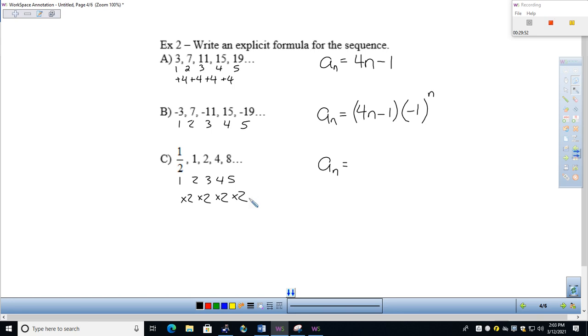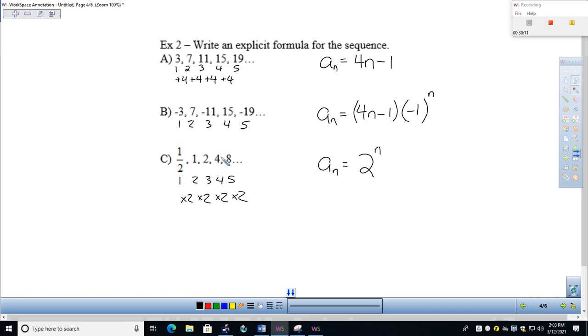Now, I do want us to be a little careful with this. Repeated multiplication really is just an exponent. So at the end of the day, this should have some variation of a 2 raised to a power. I'm just going to start with that for the moment. But my problem, of course, is that 2 to the first is not 1/2. 2 to the first is 2, and that's actually the third term.